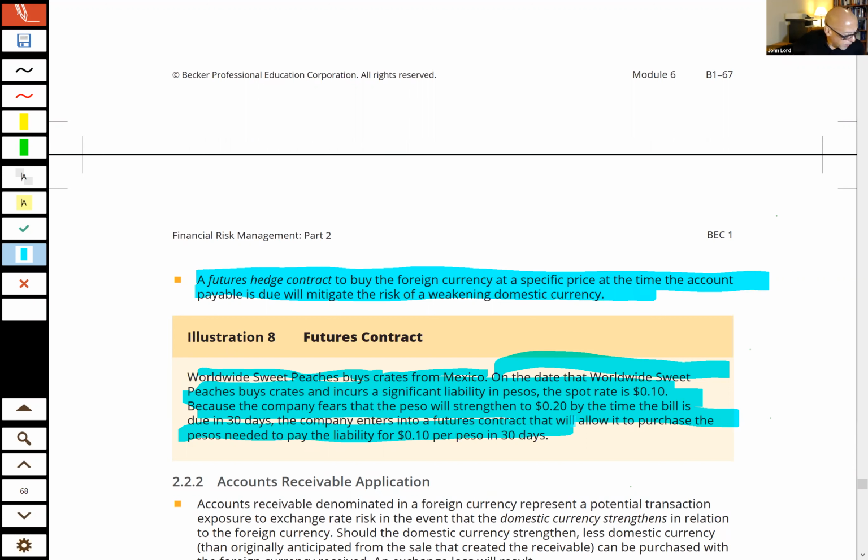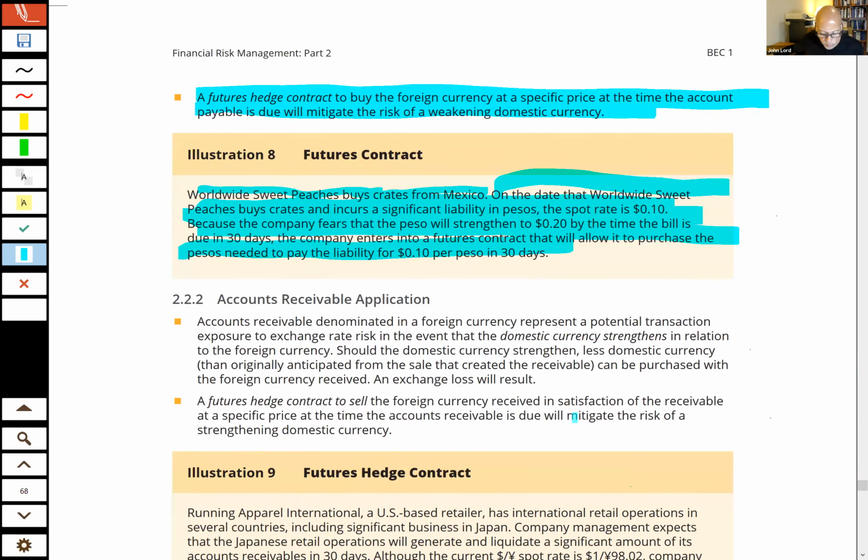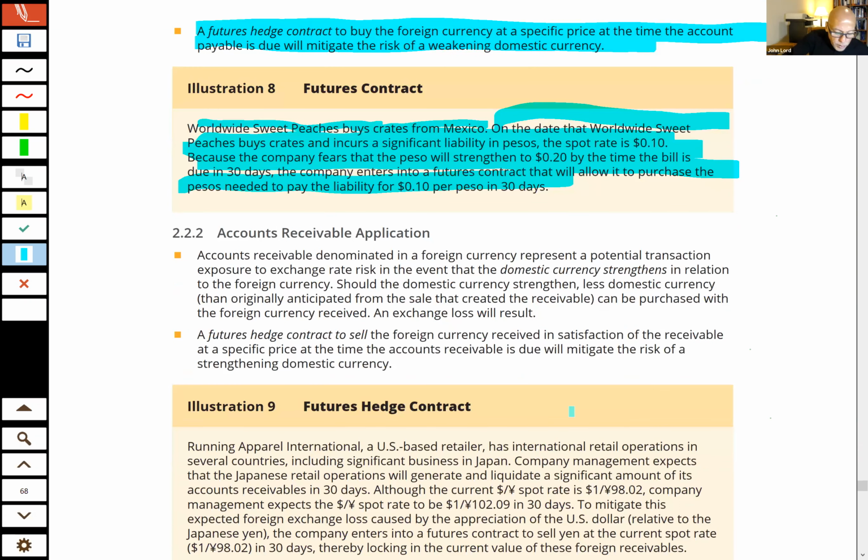Okay. Now, another way to look at this is from the standpoint of an accounts receivable. Now we're in a situation where we're going to be receiving money, and we're going to use a futures hedge here, a futures hedge to sell foreign currency received in satisfaction of the receivable at a specific price. So we have payables exposure, we have receivable exposure. We can use futures hedges as tools for both of those.